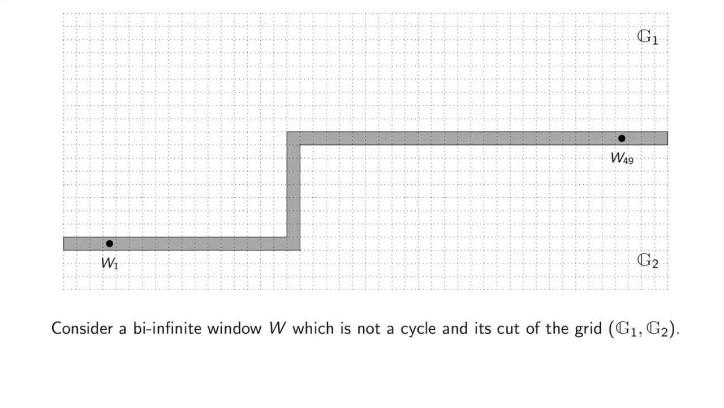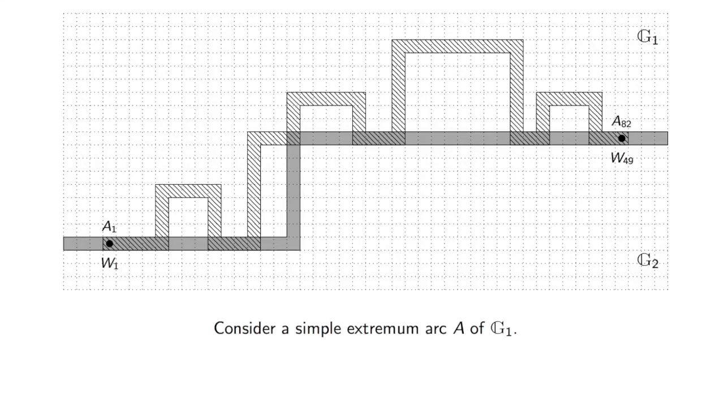Consider a simple B-infinite window W which is not a cycle. This window is in gray. The graphs G1 and G2 are the cut of the grid associated to this window. Consider a simple positive extremum arc A. This arc is hatched. Now consider the index J1 which is the smallest index such that the edge from AJ1 to AJ1 plus 1 does not belong to the window. In this example, J1 is equal to 5.